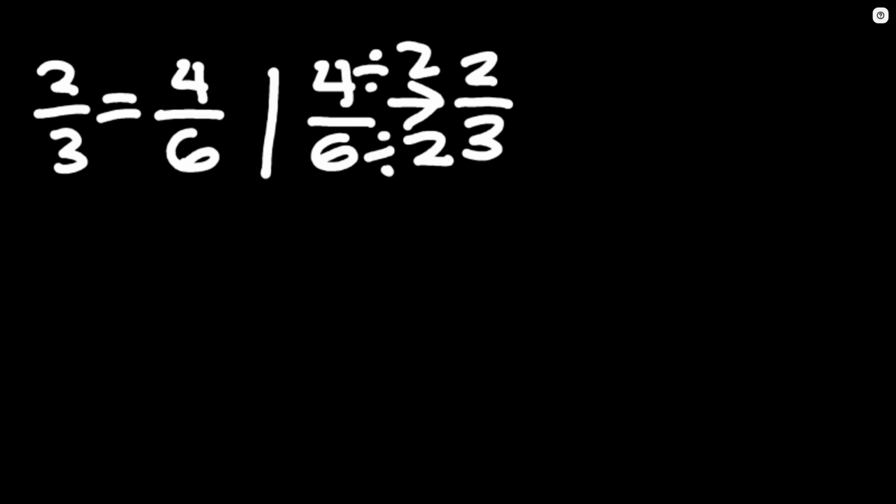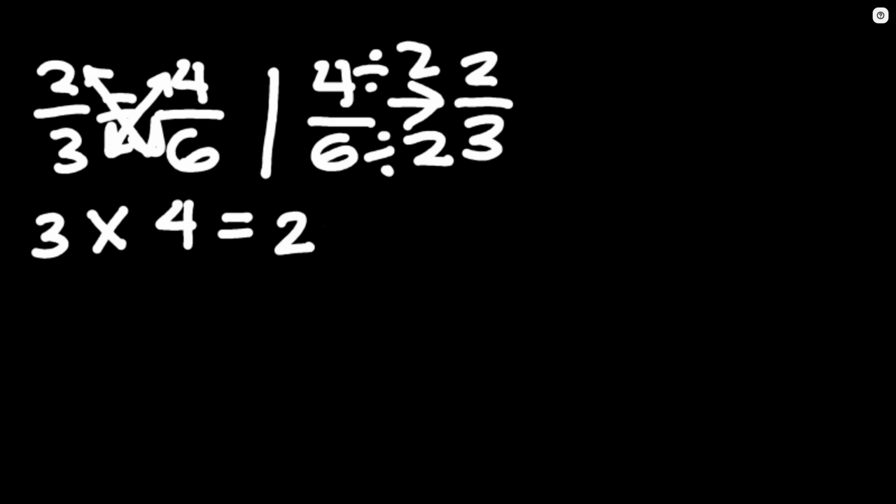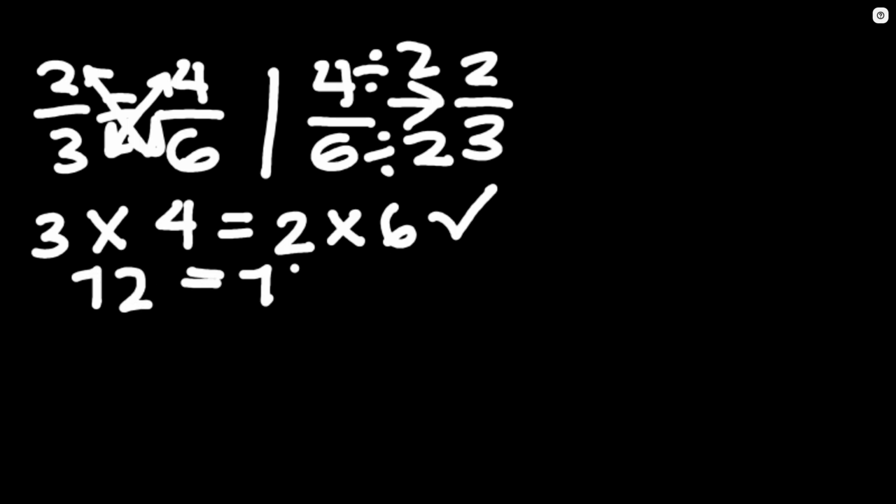Alright, now looking back at this problem, we can also check if it's a proportion or not by cross-multiplying. When you cross-multiply, you multiply opposite sides. For example, you do 3 times 4, and then the other side, you set it equal to 2 times 6. And if this comes out as true, then it's a proportional relationship. So as you can see, 12 equals 12, and this is proportional.